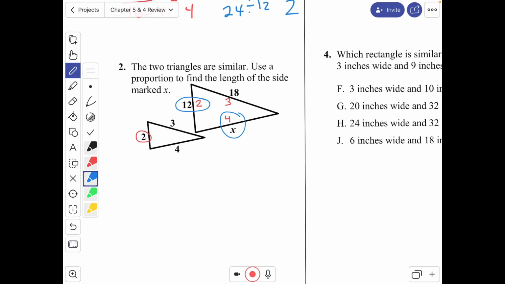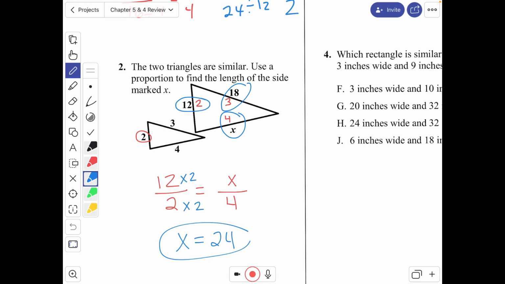And I'm going to use the 2 that I circled. You can use any of those, but I'm going to use the 2 smaller numbers and the X. So we have 12 and 2, and then 12 is on the outside because it's the big triangle, so that needs to match to X. And 4 is on the inside because it goes with the little triangle, so it matches with the 2. Then we look for a relationship. What would I do to 2 to get to 4? Times 2. So if I do that on top, I get 24. So X is equal to 24.